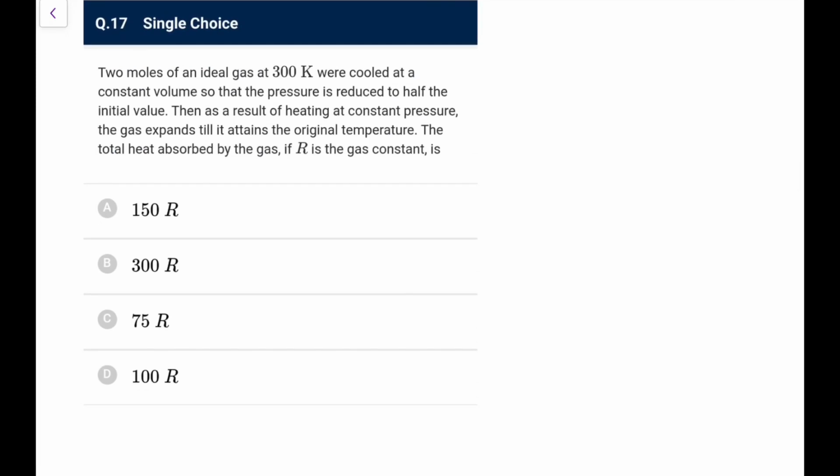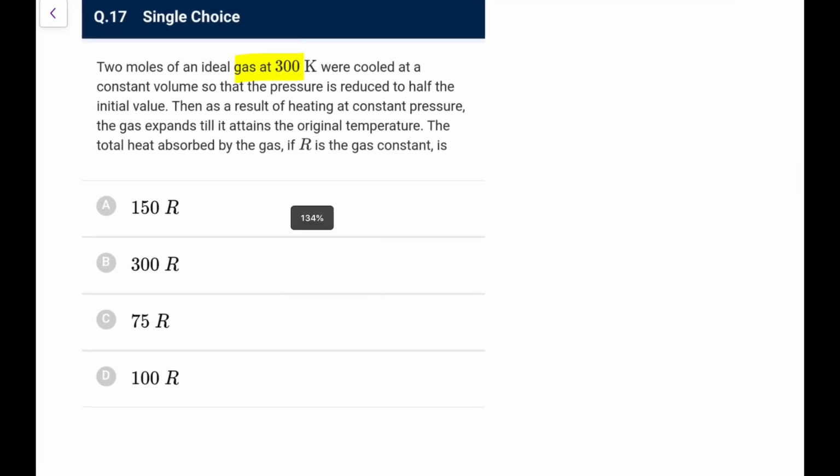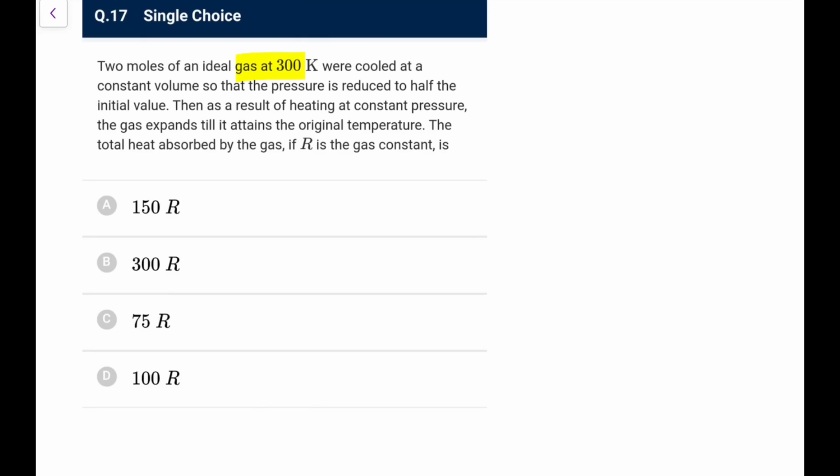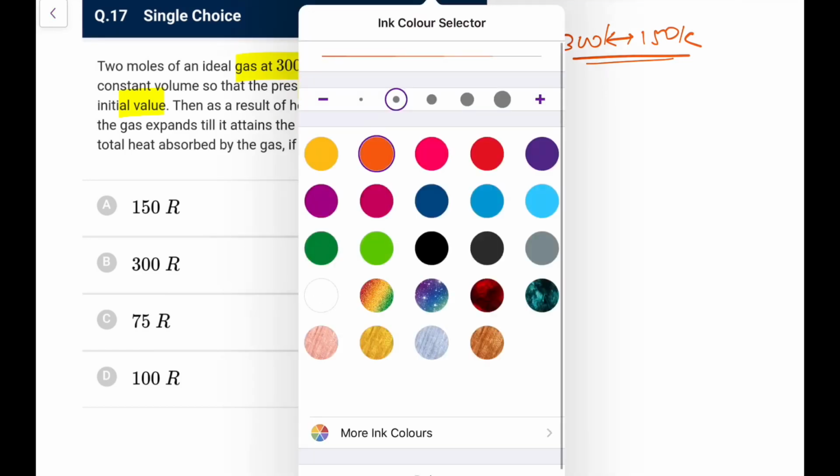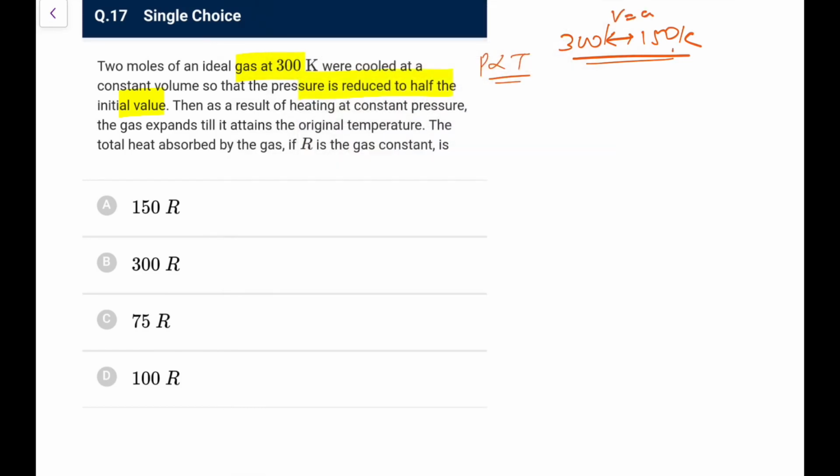Next, 2 moles of an ideal gas at 300 Kelvin were cooled at constant volume so that the pressure is reduced to half the initial value. That means temperature will also become half, because at constant volume P is proportional to T. So it is from 300 to 150 Kelvin. Then as a result of heating at constant pressure, the gas expands till it attains the original temperature. The total heat absorbed by the gas is. So this was done at constant volume, and now again this is done at constant pressure.